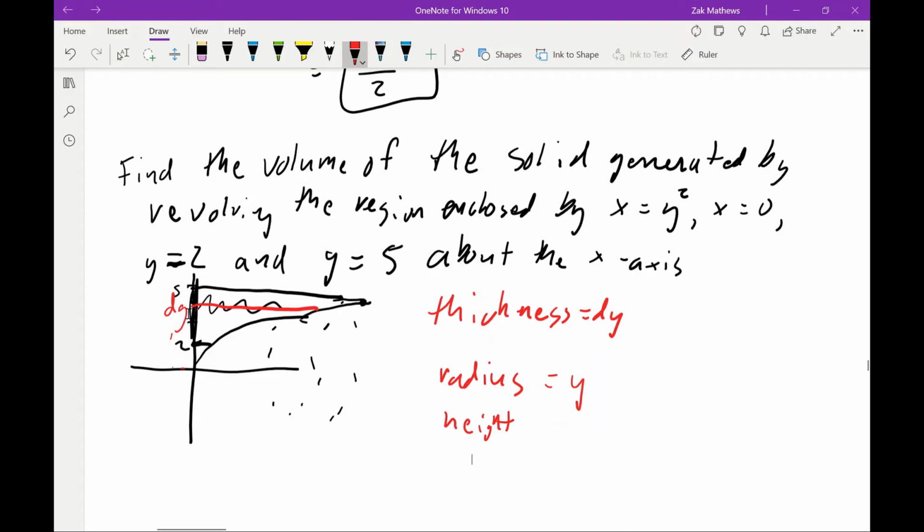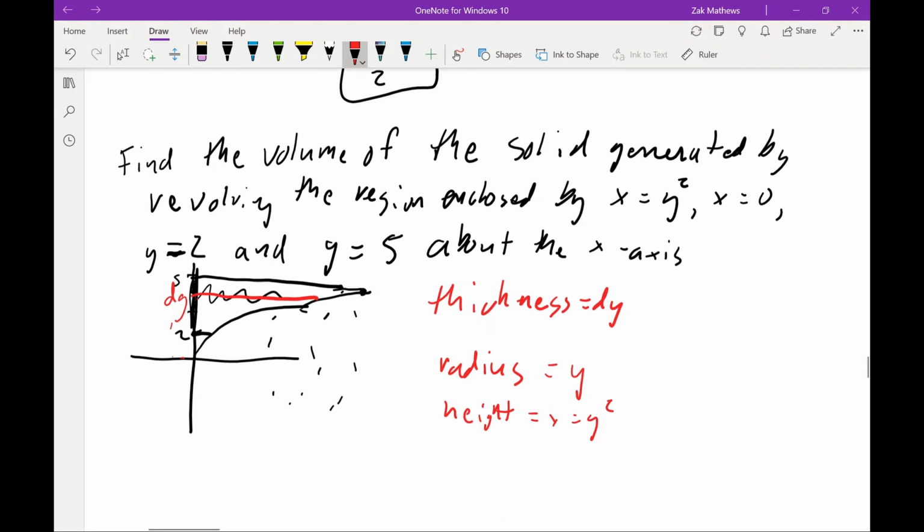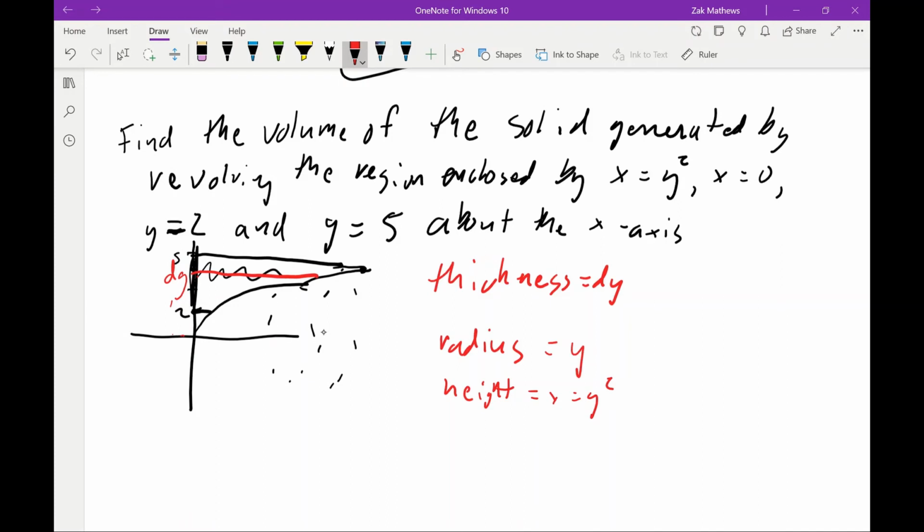And so what's giving me that? Well, the equation of my x. My x value is giving me the height, and x is equal to y squared. So I need to use the y squared because I need to have it in terms of the same variable. And then obviously the limits, we are going from 2 to 5.